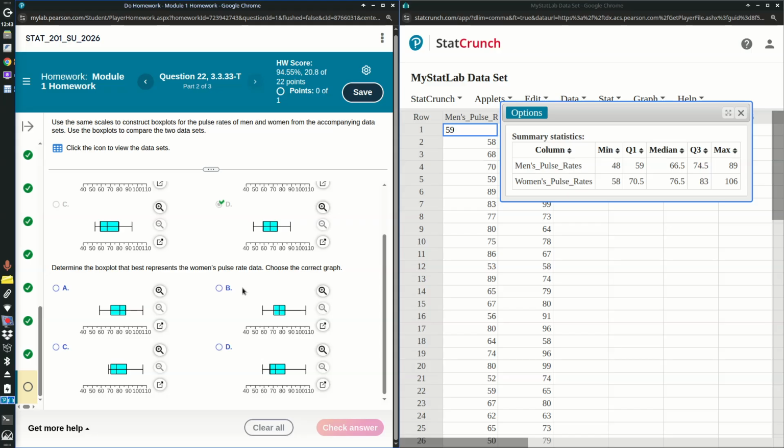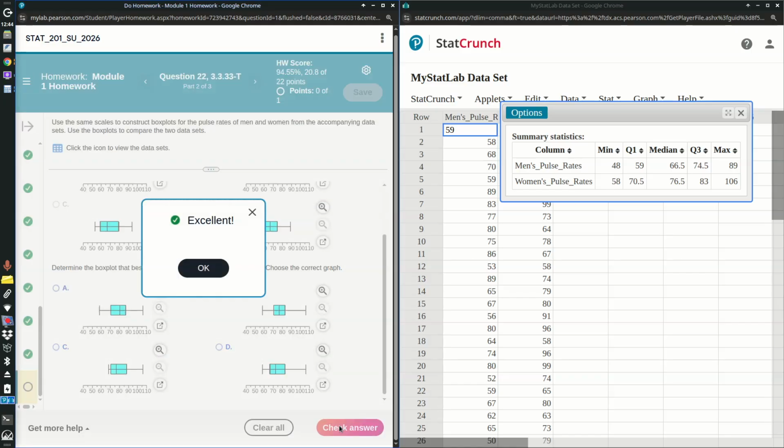Let's look at the women. So our median should be about 77. This looks like it's 80, too big. That looks about right. That looks about right. This is too small. So we're between B and C. Are their maxes different? We have 105 as max here, and we have 105 as max. What about our mins? Maybe 57 here. Maybe 67 here. So what's our min? 58. So B looks like a more reasonable choice.